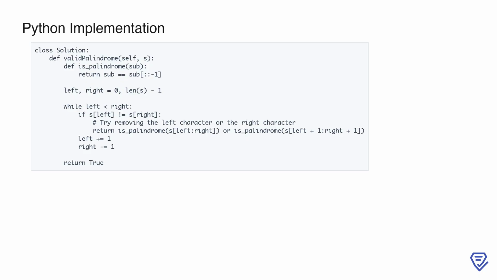Edge cases. Strings that are already palindromes. Strings with only one character, always a palindrome. Strings where only one removal can make them a palindrome. Strings where no amount of removal can make them a palindrome. The algorithm runs in O(n) due to the two-pointer traversal and substring checks, making it efficient for large inputs.